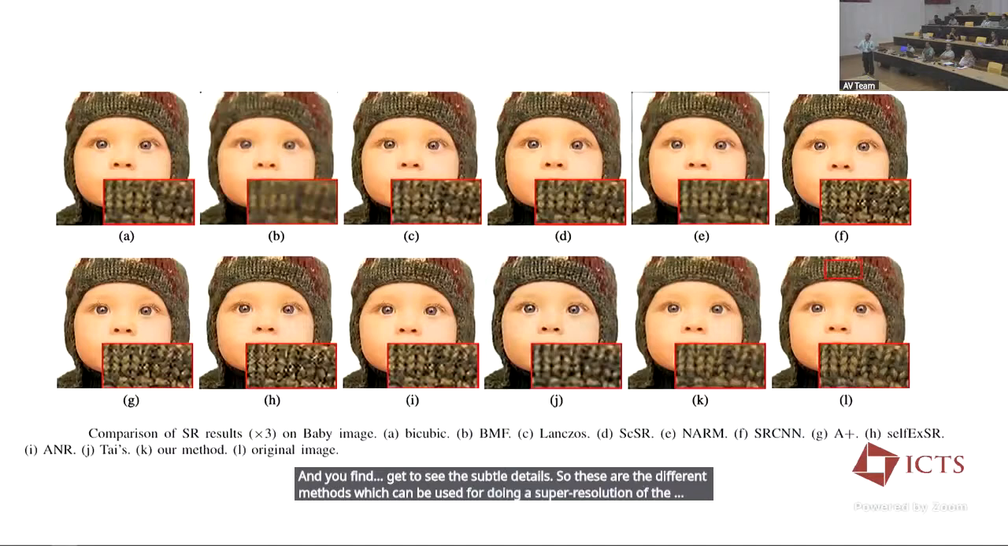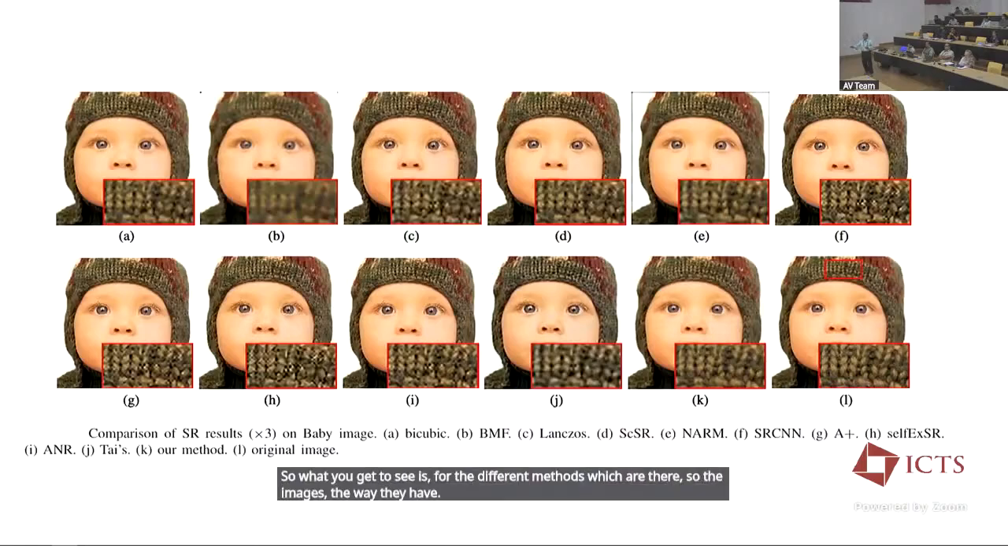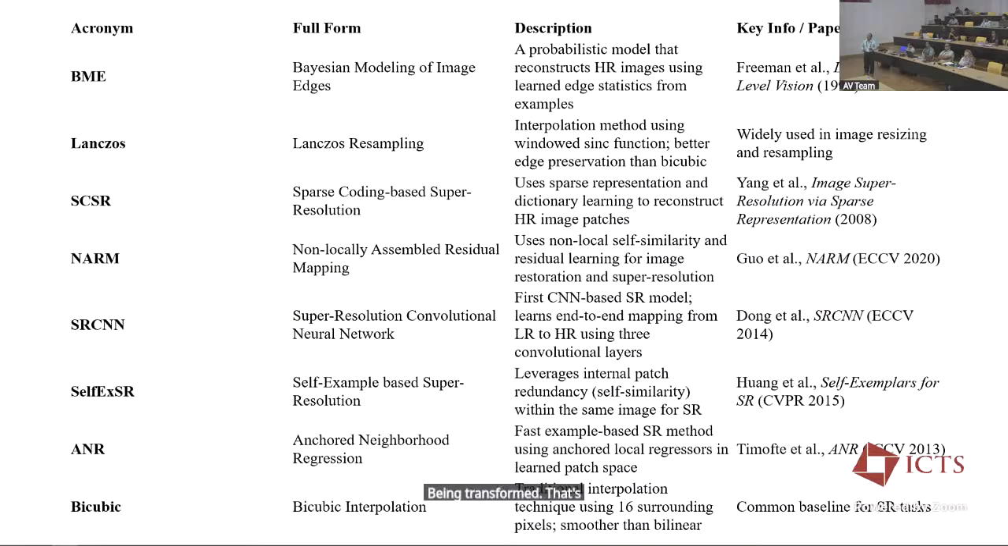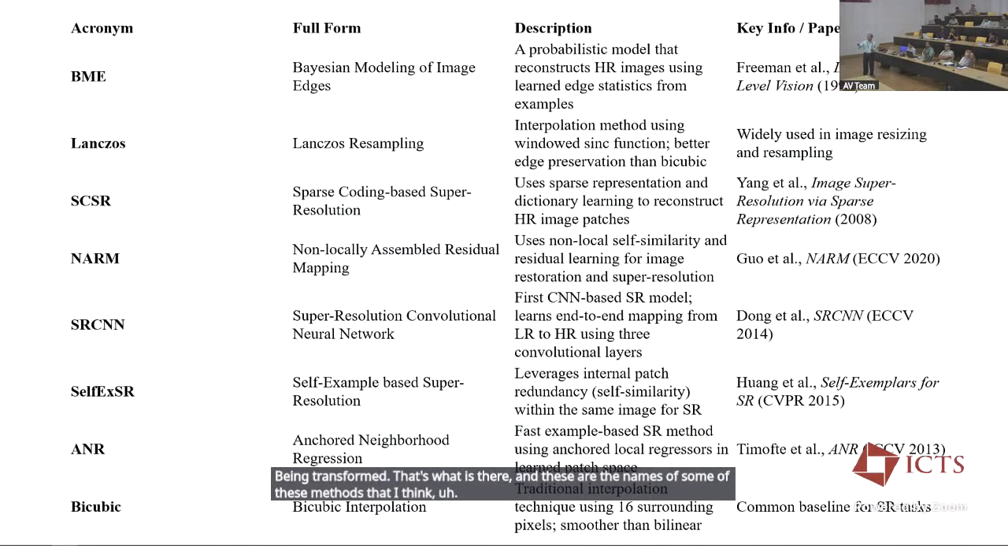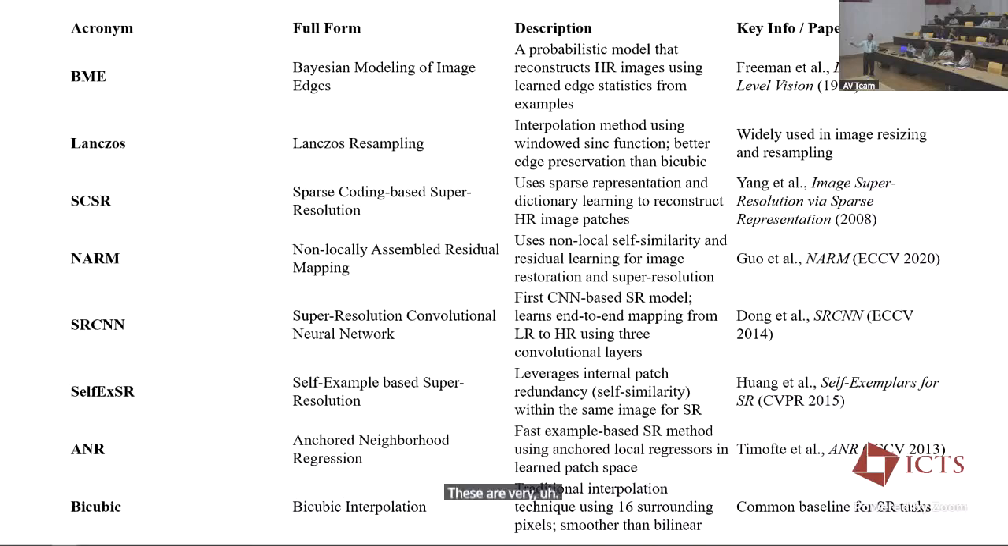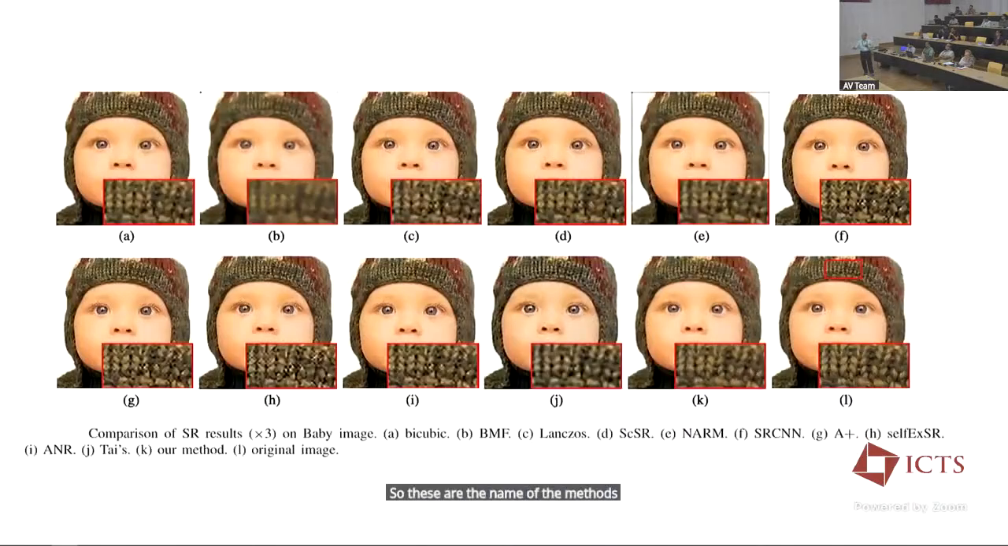So what you get to see is the different methods which are there, the images, the way they have been transformed. And these are the names of some of these methods. I think these are methods starting from the 2000s and quite recent methods. There are several different methods. So these are the names of the methods that are being used. These are standard, well established methods.